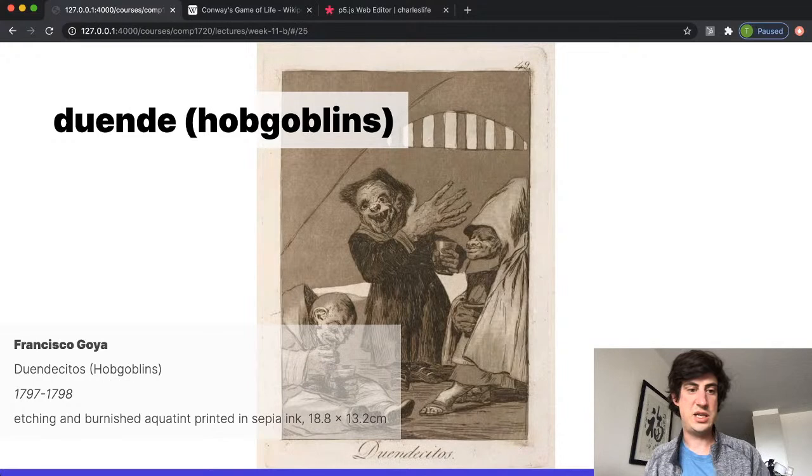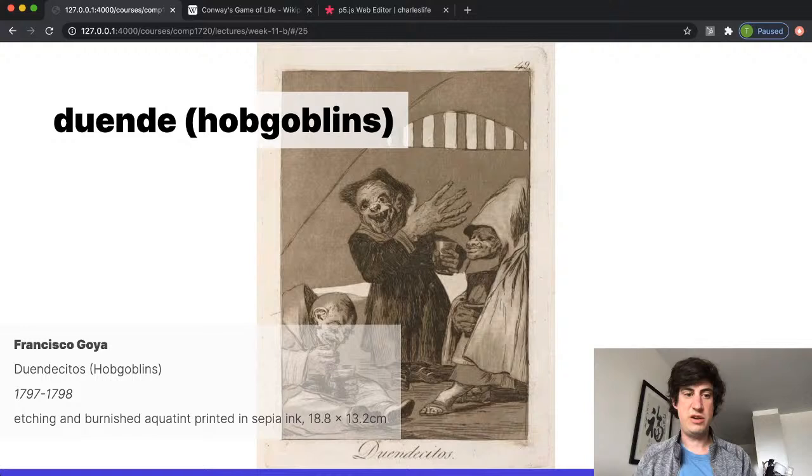And Francisco Goya painted the Duendecitos, which are the hobgoblins, which gives some credence to the idea that the duende is actually a culturally important idea, and that they get up to mischief, horror, and this sort of supernatural madness that they can create in humanity.